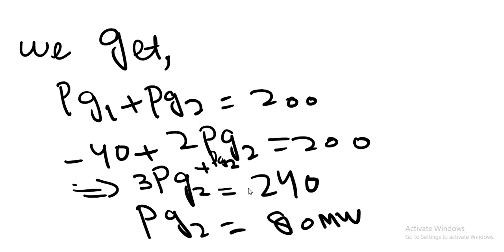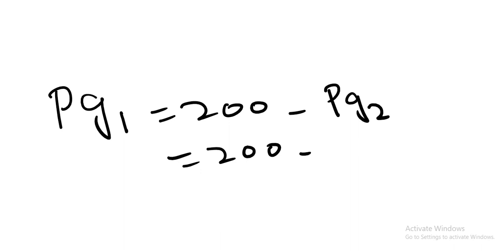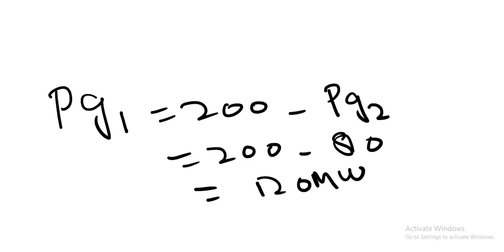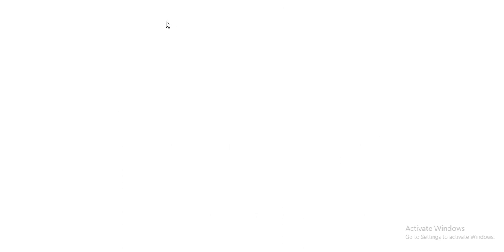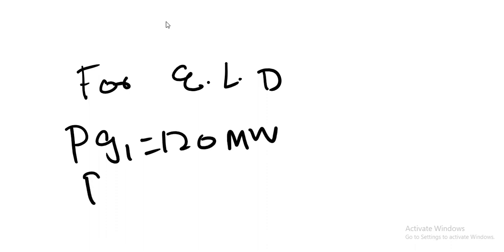Therefore, PG1 equal to 200 minus PG2. That's 200 minus 80. It's 120 megawatt. Thus we concluded that for economical load dispatch, PG1 should equal 120 megawatt, PG2 equal to 80 megawatt.